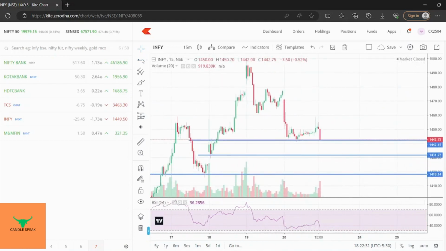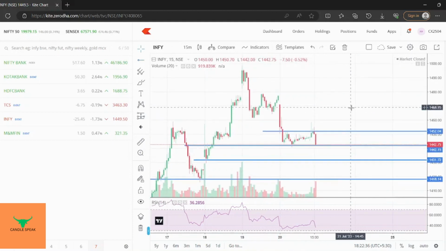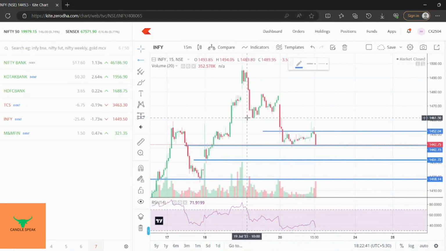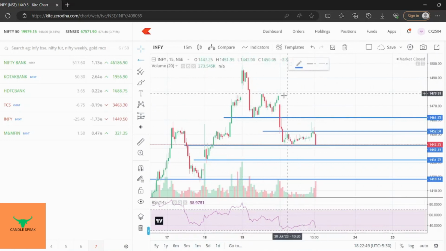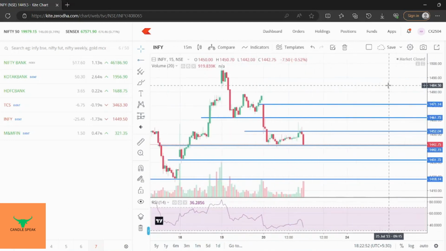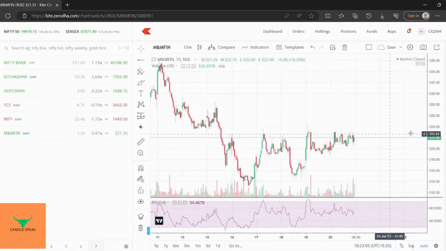Similarly for the upside target, if it breaks this range, it has faced rejection at 1452 twice. After the break of this range, you can get a very good first target. It can face a little bit of hurdle in this area. Above that, 1470 will be your next target. This is a simple analysis. We will only play breakout or breakdown in Infosys, and as the result is due, we can expect volatility as well.